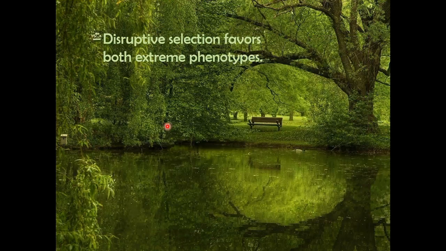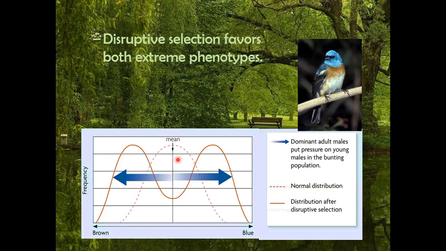Disruptive selection favors both extremes. That means the mean is bad, but both extremes are good. This bunting bird here is an example of that. These bunting birds come in two colors, blue and brown, and some of them are both blue and brown. If they're blue, then the females like them, and if they're brown, then the females like them. But if they're blue and brown, then the females think they're ugly and no one wants to mate with them. So therefore, the blue is favored and the brown is favored, but blue and brown is not.